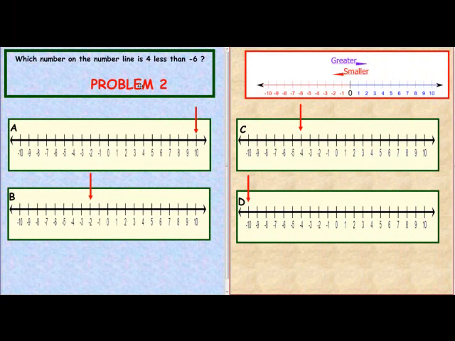Problem 2. We should have a new student up at the video for this very next problem. Which number on the number line is 4 less than -6? If you look carefully, you'll see we have A, B, C, and D again. If you would, please pause the video and write your answer down. Thank you.